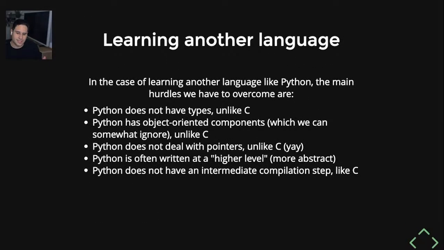So we have another summary here. I've already gone over this. Python doesn't have types. Well, it does have types, but it's not exposed to you. It does have some object-oriented concepts, but this is not an object-oriented course. You don't deal with pointers, absolutely. It's a higher level language. It's more abstract. It's one step away from the CPU. That makes sense. And we don't have a compilation step.